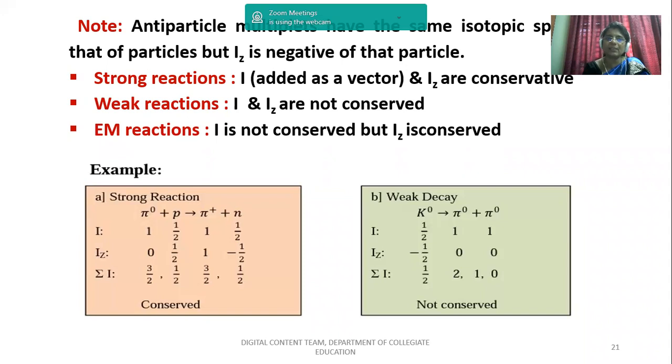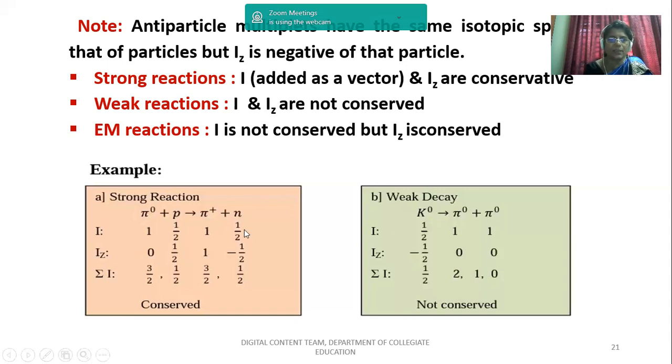When you come to the last type, electromagnetic reactions or interactions, Iz is conserved here, but I is not conserved. So we can see the difference. Out of the total isotopic spin and its projection along the z direction, the total isotopic spin I is not conserved, whereas Iz is conserved for electromagnetic reactions or interactions. So we'll try to understand the first two types, which are very important, along with some examples.